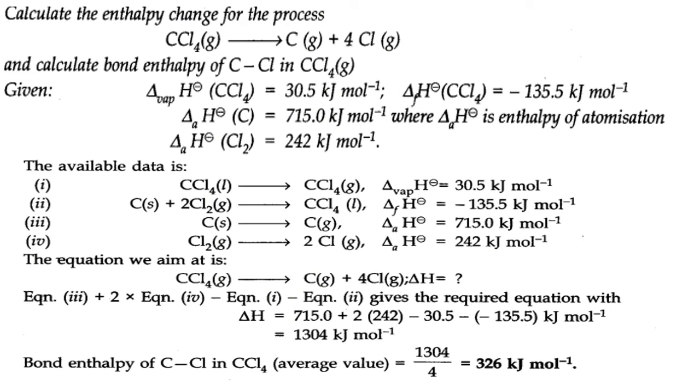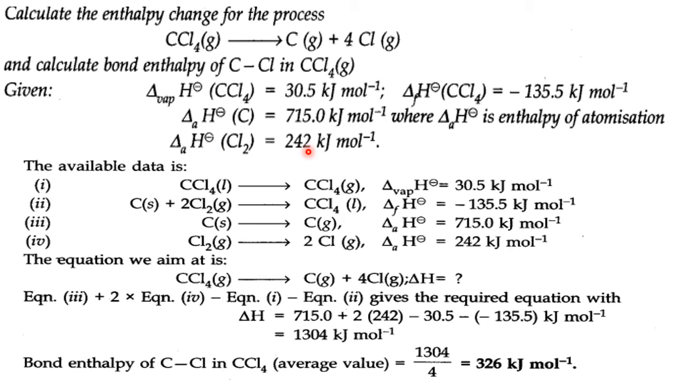Next example. Calculate the enthalpy change for the process CCl4 gas gives C gas plus 4Cl gas, and calculate the bond enthalpy of the C-Cl bond in CCl4. Given that, all this: the enthalpy change for vaporization, enthalpy change of formation, and enthalpy of atomization. All these are given.